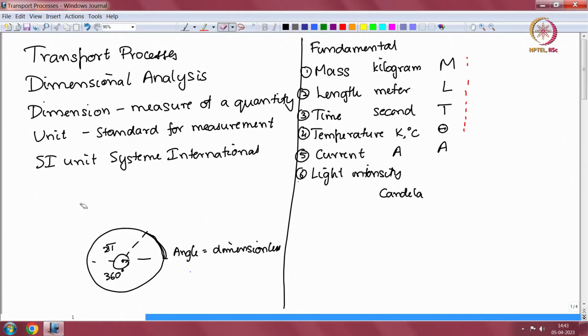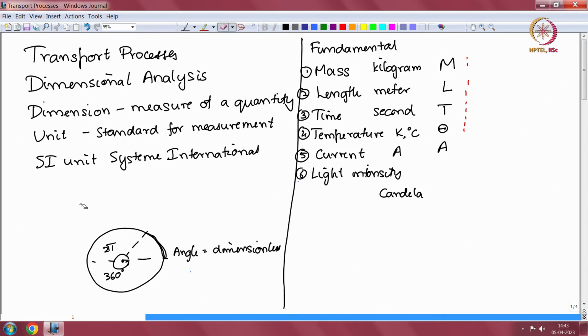And the standard convention, the SI unit, in this SI unit of dimensions, there are 6 fundamental dimensions. These 6 are of course chosen subjectively, but they are a standard by convention, by international convention. The fundamental dimensions are mass, length, time, temperature, current, and light intensity.